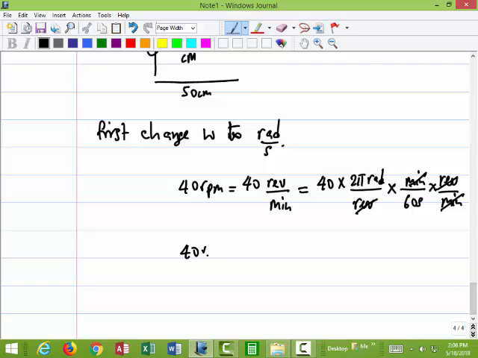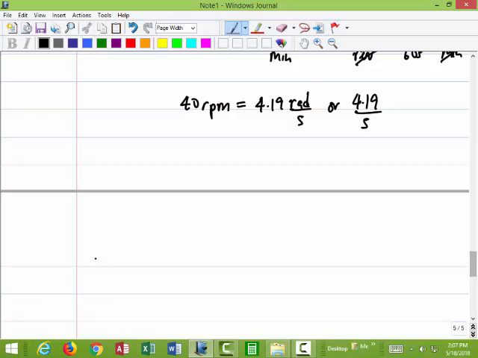So 40 revolutions per minute, or 40 RPMs, is equal to 4.19 radians per second, or you can write 4.19 per second. Since the radian is not a true unit, you can leave out the word radian and just write 4.19 per second. That should also be fine. Now we can find the speed of each ball about the center of mass. The speed of ball 1 is equal to r omega, so it's r1 omega. The speed of ball 2 is equal to r2 omega.